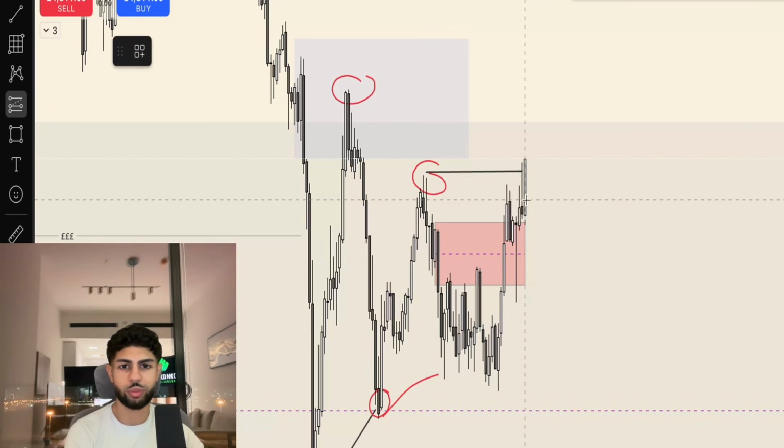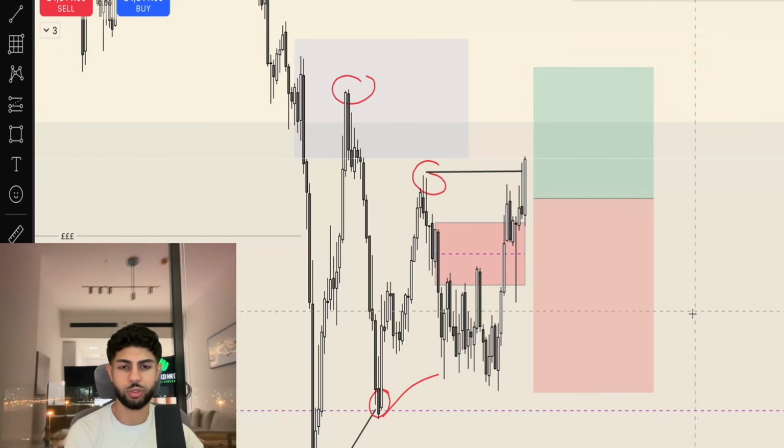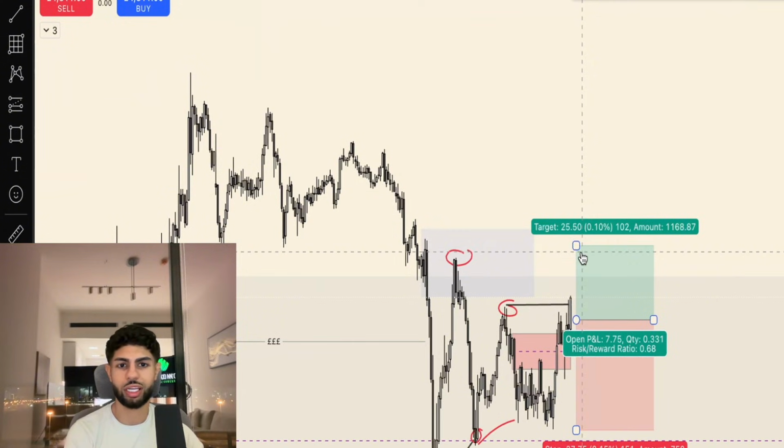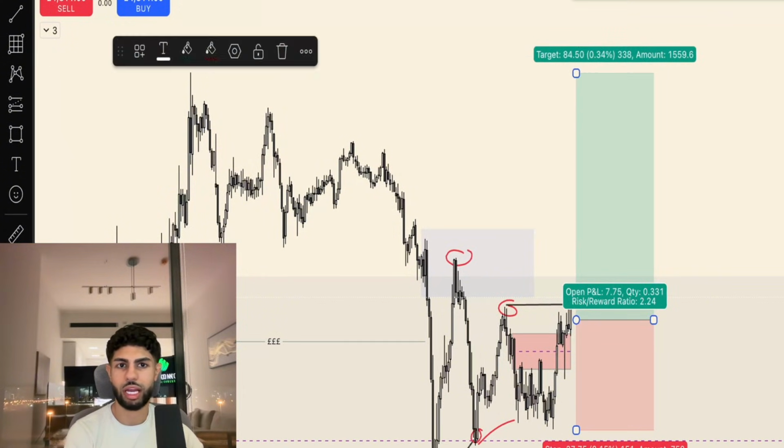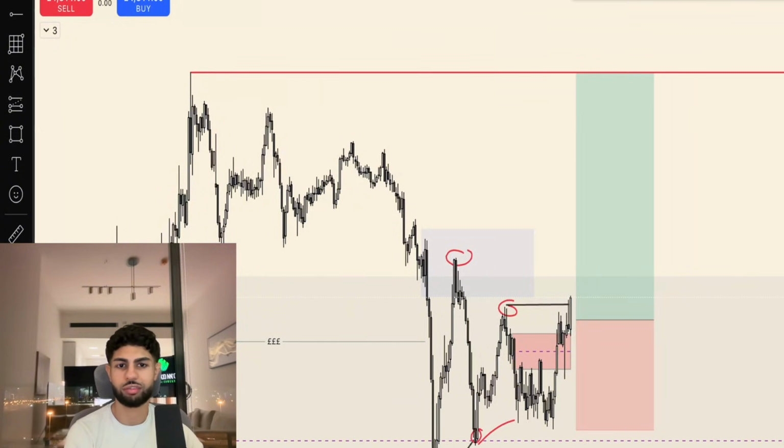So all I can do is enter my longs, right? Stop loss below this low. And I can target that new hourly high, that new higher time frame high. This is where I'm expecting price to go now. And as you can see, it smashes TP.